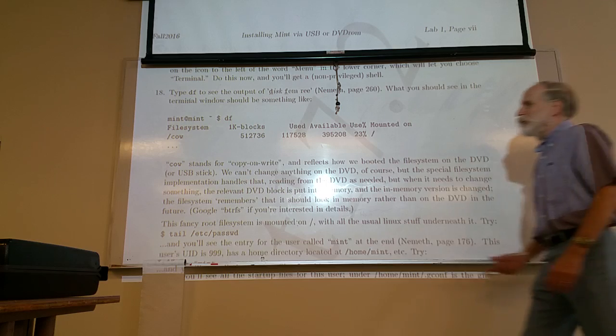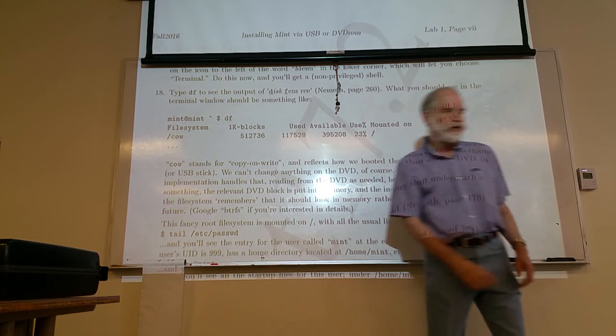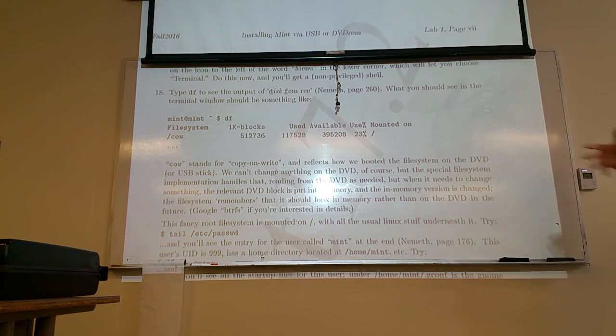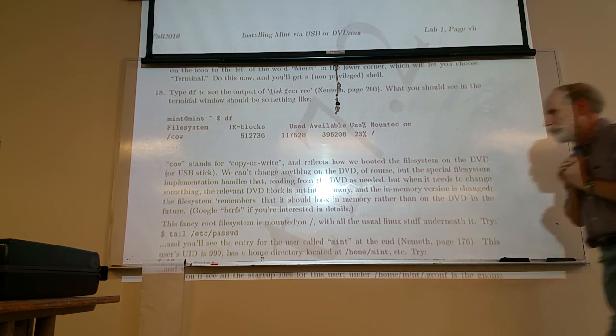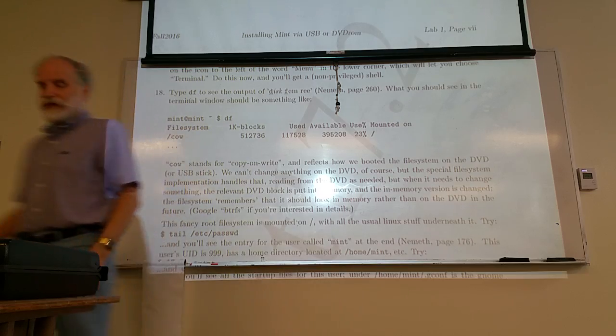So that's the idea of copy on write. Right? When it's time to write something, we take a copy of what's on the DVD and now put it in RAM, and now we can write on that part in RAM. And we remember that, don't look at the DVD anymore, look at the part in RAM. All right.